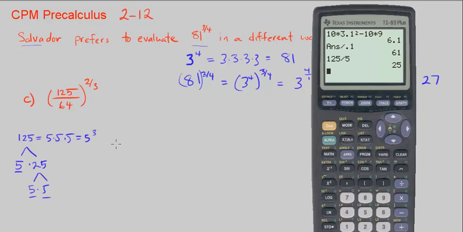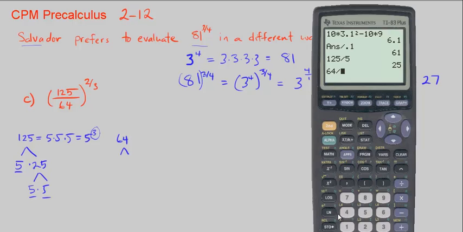And how about 64? Well, 64, what can I divide 64 by? I can divide it in a few different ways, but I want it to be 3, right? Because I'm going to have something over something, I want it to be the same power.